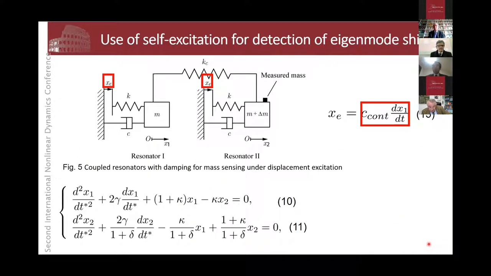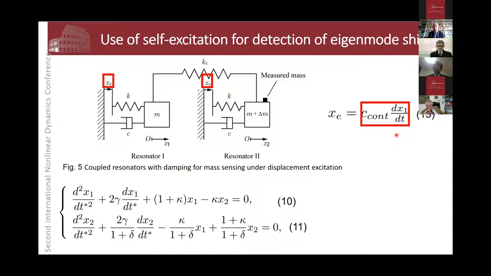Next, we consider the method of how to detect the eigenmode. Like the detection of the natural frequency, to directly detect the eigenmode without being influenced by viscous environments, we use self-excited oscillation. To this end, we set the displacement excitation XE, equation 15, by velocity feedback of the resonator 1.